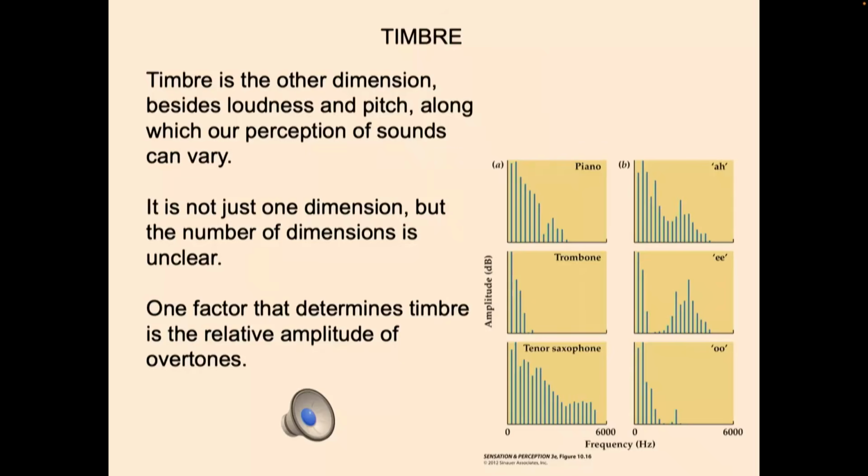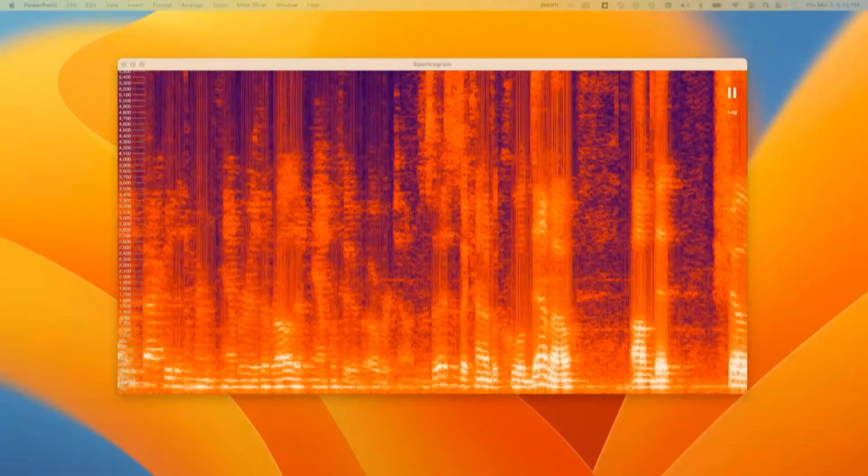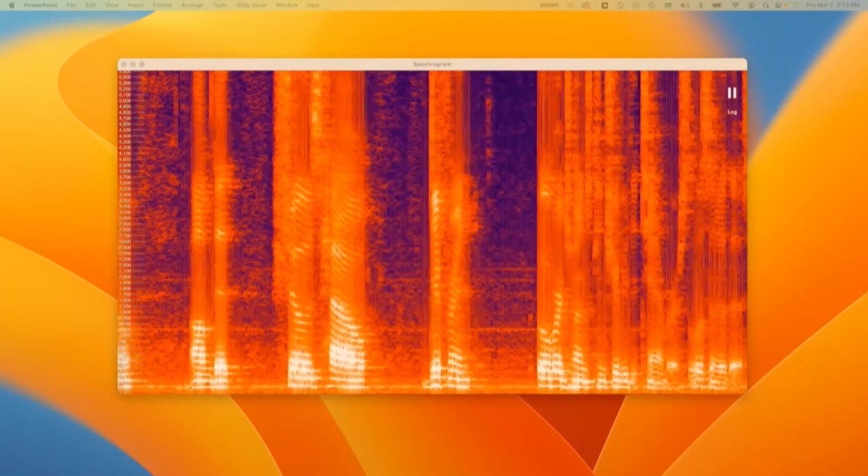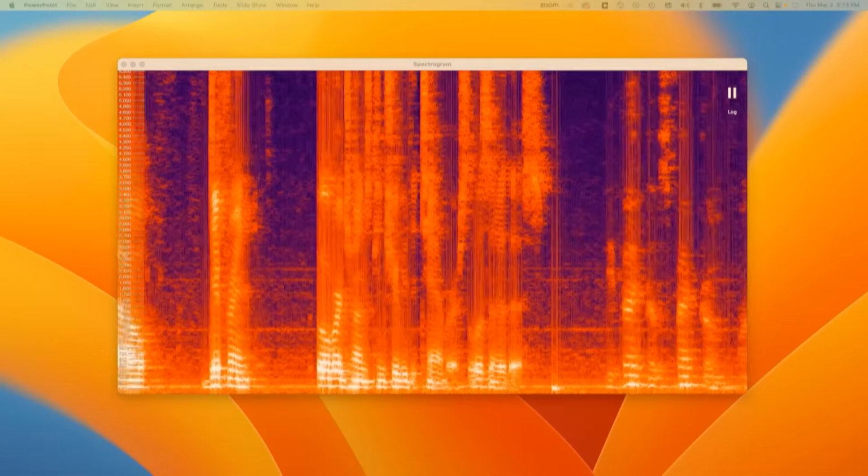So what is it that determines timbre? One factor that determines timbre is the relative amplitude of overtones. This is a cool demo that shows how different overtones contribute to timbre. So listen to this.